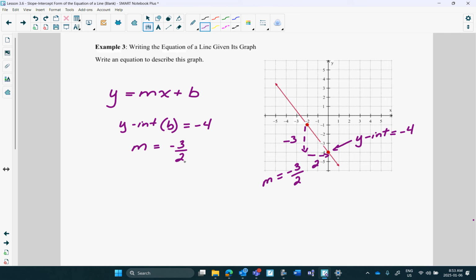I got my 2 pieces. Just replace them in the equation. Y equals -3/2 x minus 4. You've got your equation.